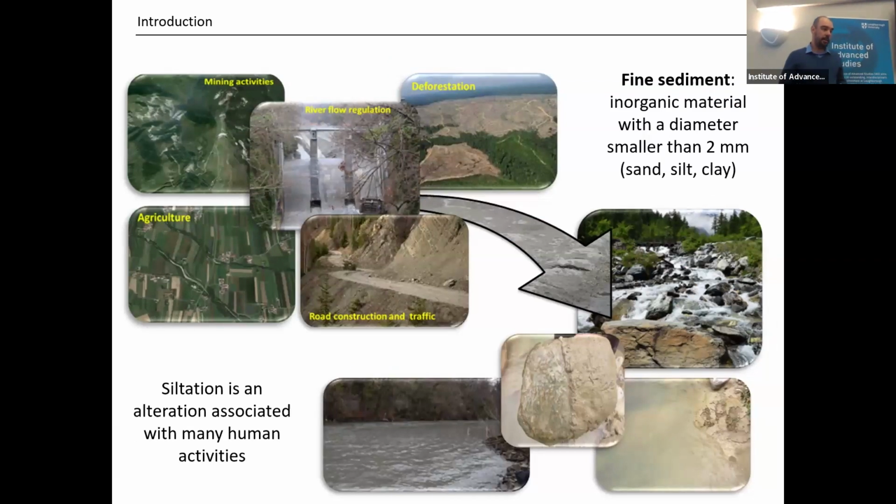Usually, fine sediment such as silt, sand, and clay is a typical component of the fluvial sediment and substrate. But there are some anthropogenic activities, for example, mining activities, deforestation, agriculture, road construction, and especially dams and their associated sediment flushing operations, that can generate an excessive transport and accumulation of fine sediment in rivers. And this can result in an important environmental impact.